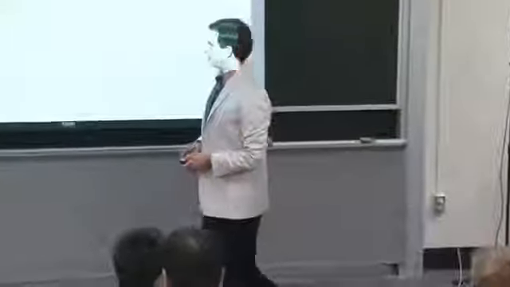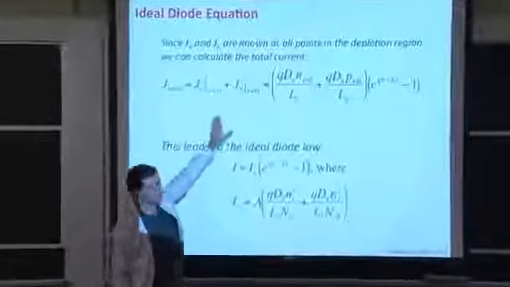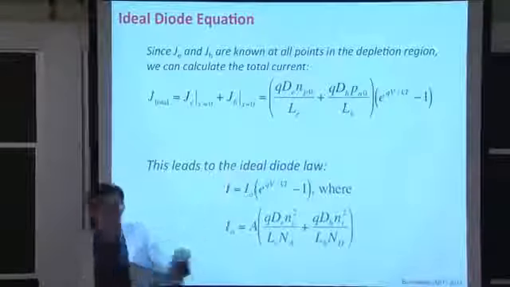Promise me you'll do one thing. Promise me you'll go home, and sometime between now and Tuesday, you're going to read through these chapters and do the derivations that will work through to this ideal diode equation right here. Because this is pretty important, and you have to convince yourself that that's indeed the case.